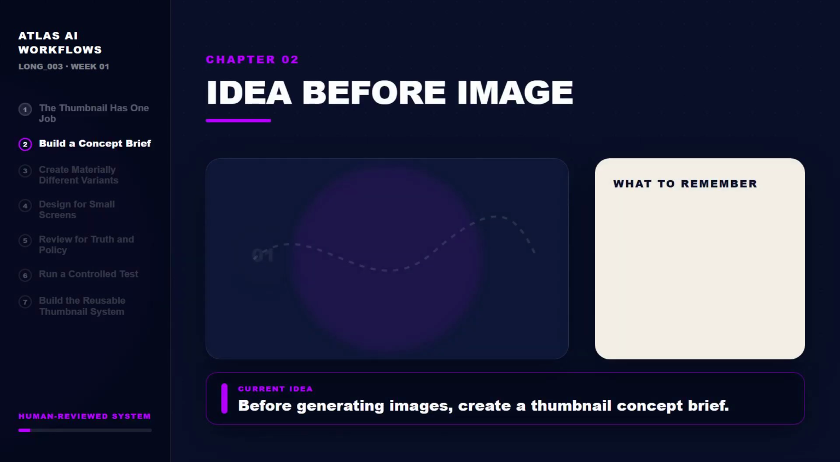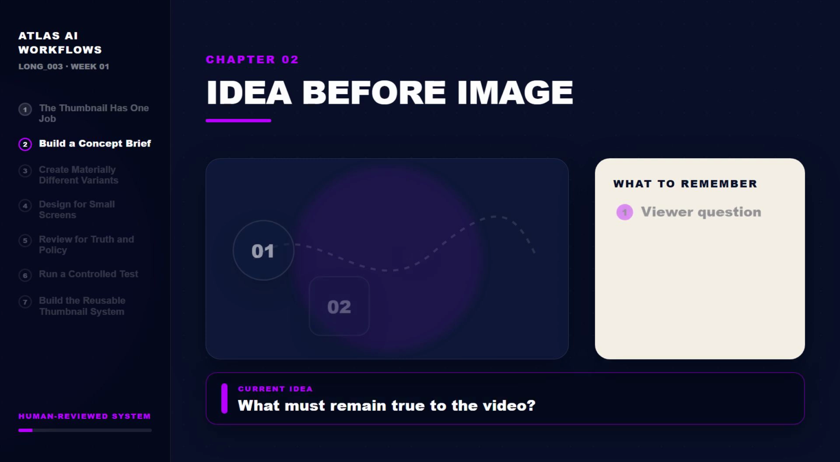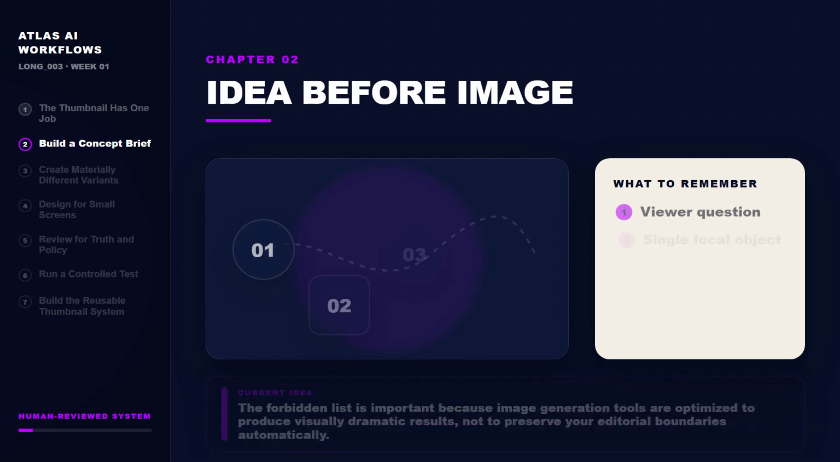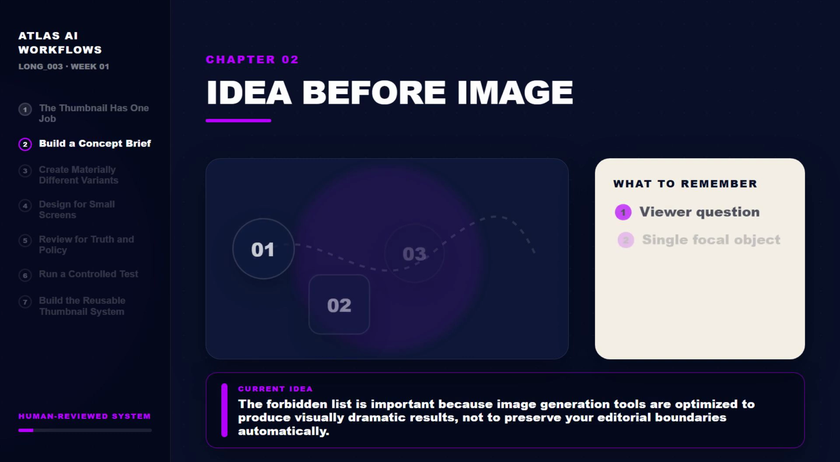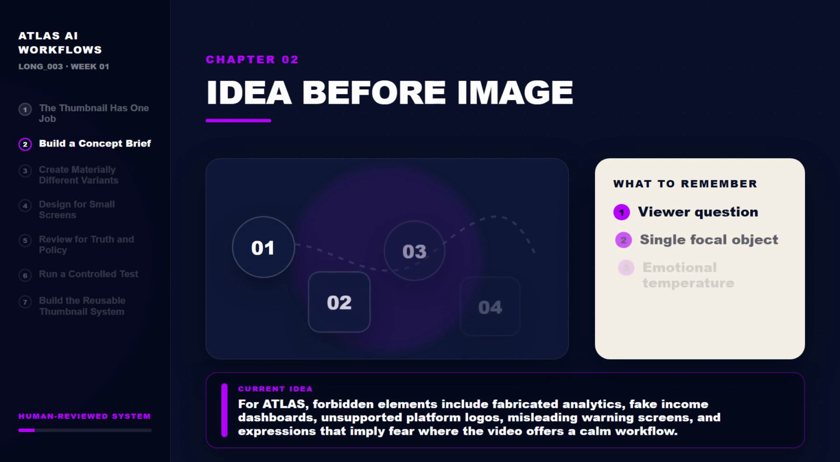Before generating images, create a thumbnail concept brief. The brief should fit on one page and answer 5 questions. Who is the intended viewer? What question should the image create? What single object or relationship carries the idea? What must remain true to the video? And what should be forbidden? The forbidden list is important because image generation tools are optimized to produce visually dramatic results, not to preserve your editorial boundaries automatically. For Atlas, forbidden elements include fabricated analytics, fake income dashboards, unsupported platform logos, misleading warning screens, and expressions that imply fear where the video offers a calm workflow.